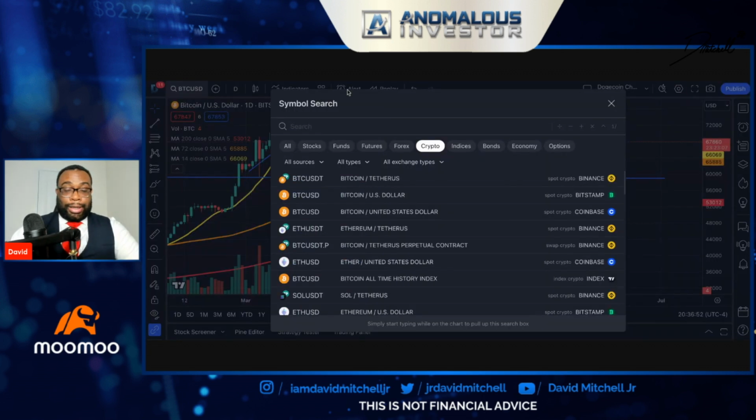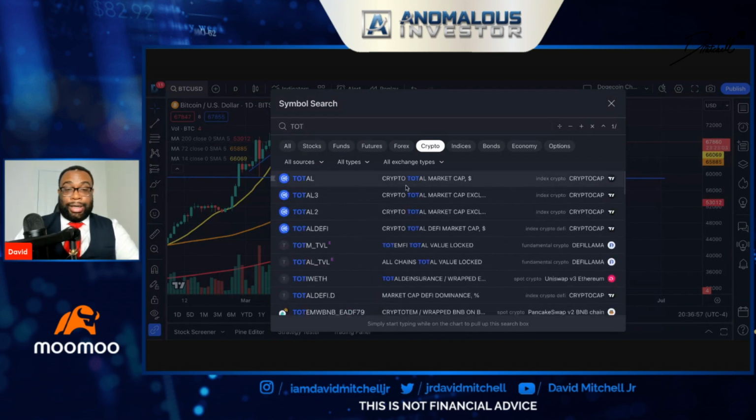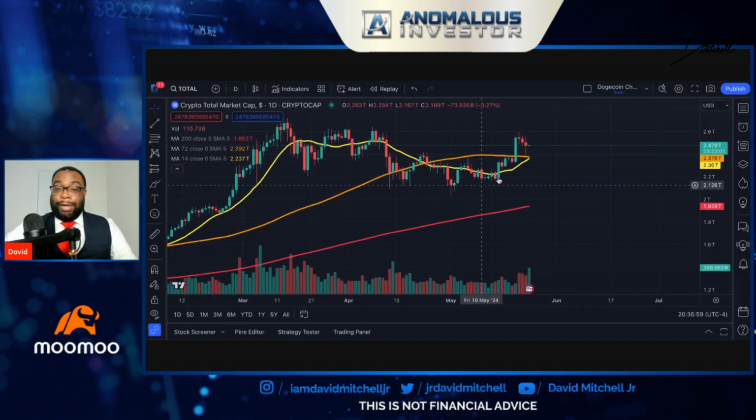We can take a look at total market cap and see how that's closed up over the last day. We have another day. The total market cap is really close to getting that golden cross. Obviously, this is made up mostly of Bitcoin, but it does have the weight of all the other coins in there to give you an idea.